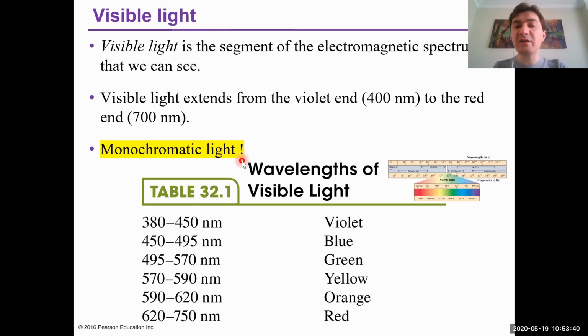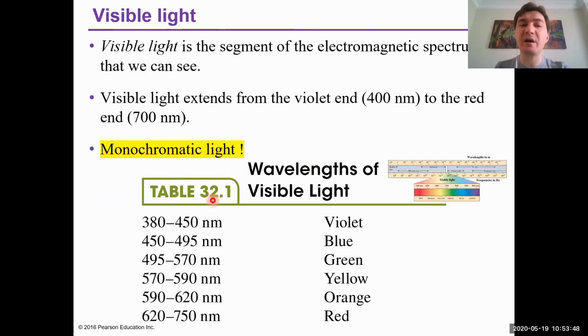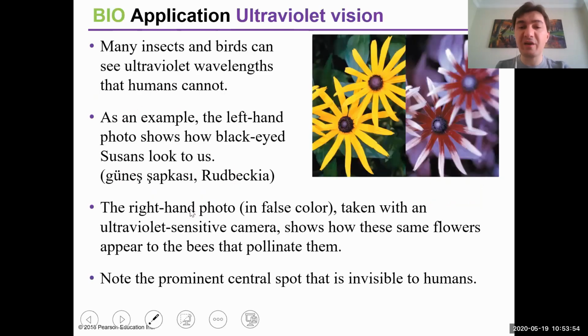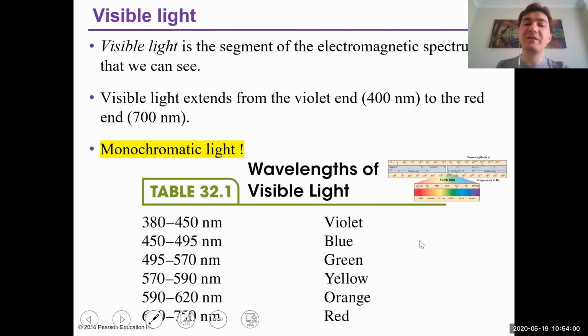So not only from the visible region, also from gamma rays, from X-rays, you can produce monochromatic light, and it is a very important issue in optics, especially when we are doing experiments with X-rays. This monochromatic light is very important. But of course, I will not go into detail.